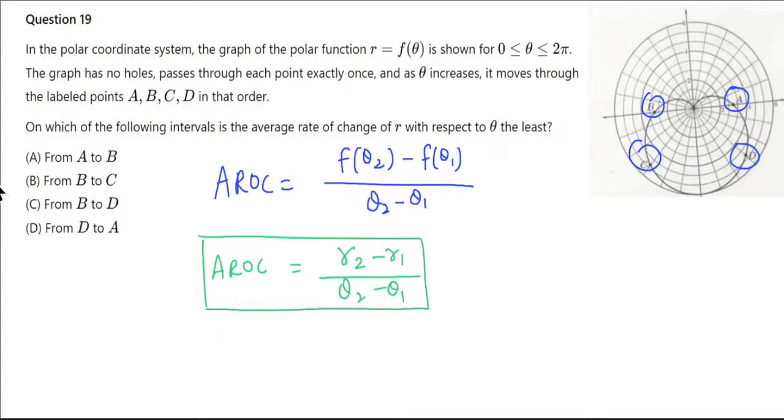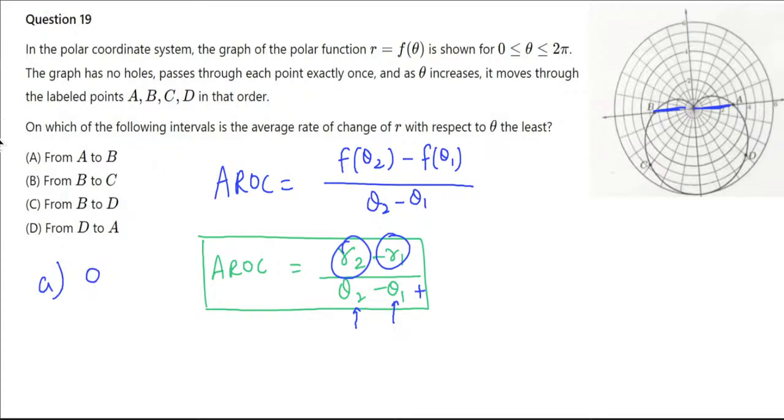Now look from A to B. Don't you think that from A to B, the R value is actually the same? Like this distance and this distance, it's symmetric. It's the same. And I don't really know what theta 2 and theta 1 are. It is in increasing order, so I know theta 2 minus theta 1 will give me some positive number. But I don't really care because R2 and R1 are both the same in the case of A and B. So don't you think AROC is just going to be 0 in case A? So for case A, it is just 0.